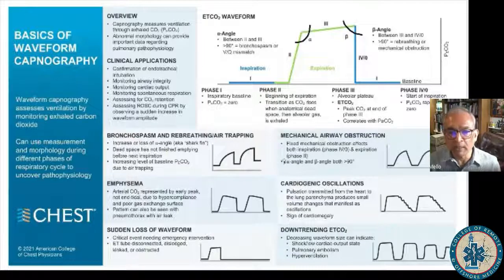bronchospasm, but in air trapping, you'll see the baseline going up, but just in a pure obstruction, the baseline is at the same level. You can get oscillations of the heart as it beats away, pressing on the lungs to give you the oscillations, especially in the inspiratory phase. And then a decreasing waveform when you've either got a hyperventilatory state or in a low cardiac output state.